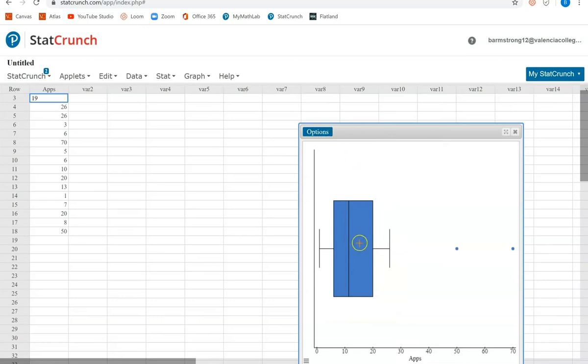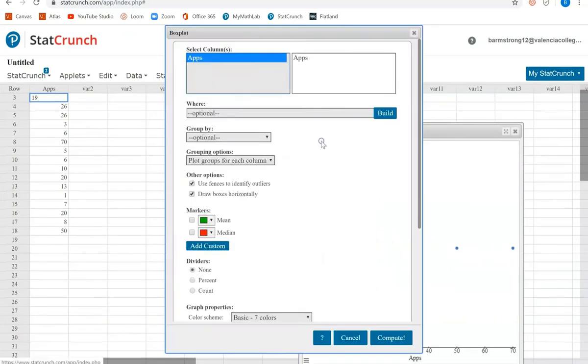So again, there's our box and whisker plot. Each section here represents 25% of the data. And then you can see our 2 outliers. Let's do some edits real quick, just to show you some other things. Here's what it will look like vertically. There you go, just vertical.